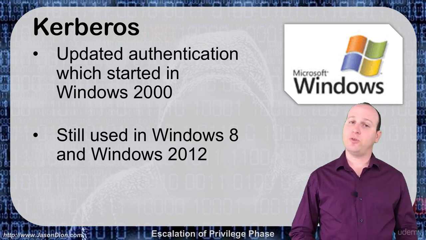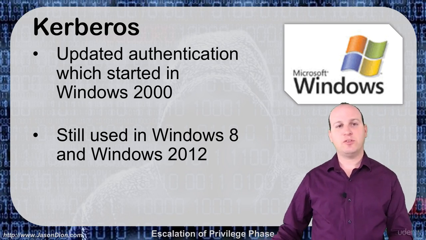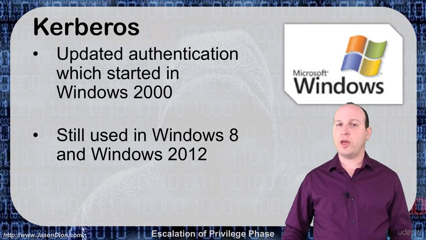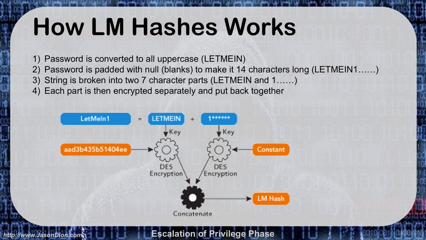It was used in Windows 8 and Windows 2012. Now, Windows 10 has moved on to a different system, but up through Windows 8 and Windows 2012, Kerberos was still what is being used, so it's one of the more modern authentication methods. So let's talk about how LANman hashes work.